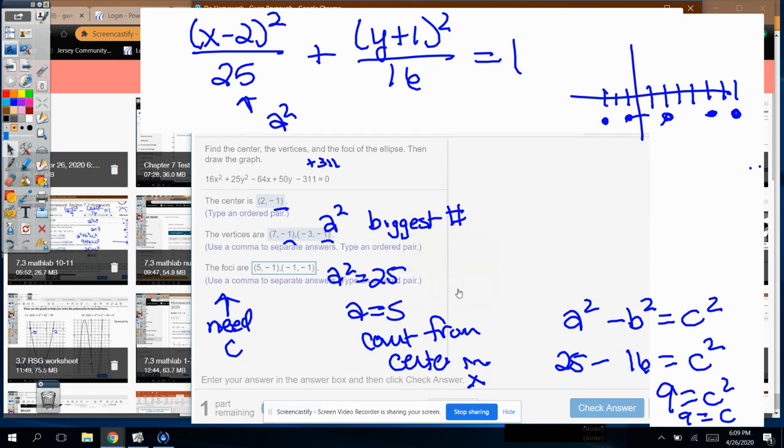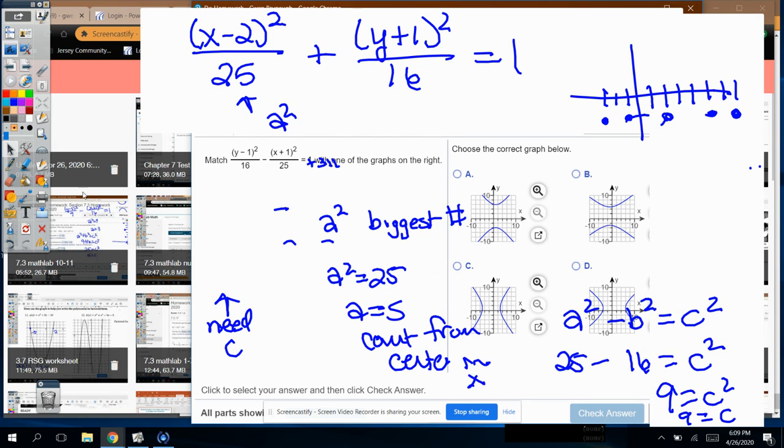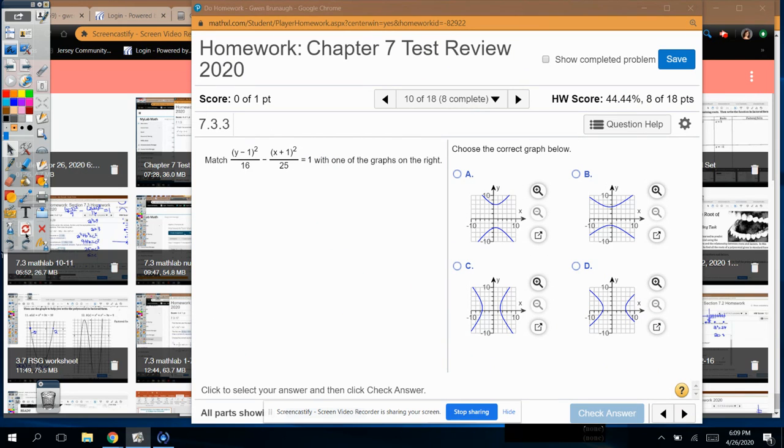Okay, and do we have to find a graph? Yeah. So we're looking for it over here. This is C. Stewie's head is going in the long direction. Okay, now we're on hyperbola, so I'm going to make another video for that.